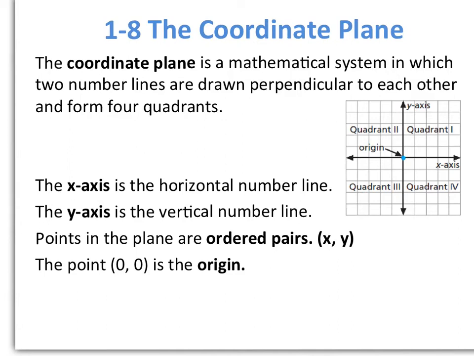All right, section 1.8, coordinate plane. If you recall from your algebra classes, the coordinate plane is a mathematical system in which two number lines are drawn perpendicular to each other and form four quadrants. And also recall that quadrant 1 starts here in the top right, and we go counterclockwise to quadrant 2, 3, and 4. The x-axis is the horizontal number line. The y-axis is the vertical number line. Points in the plane are ordered pairs, x comma y, and the point 0, 0 is the origin.